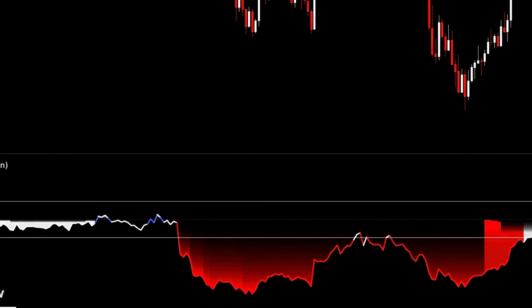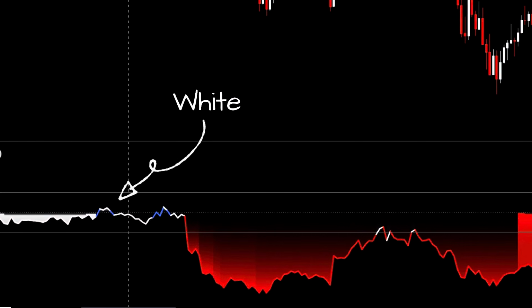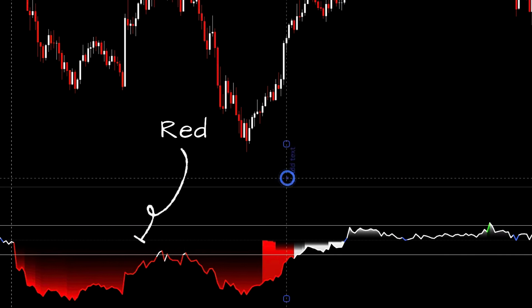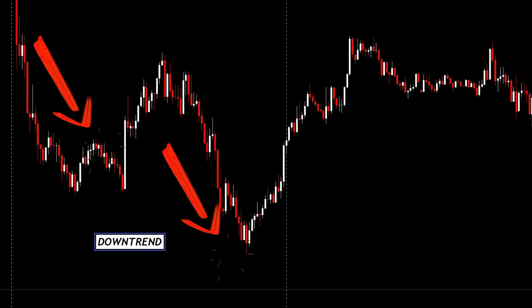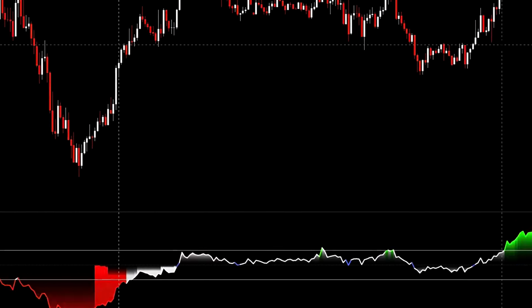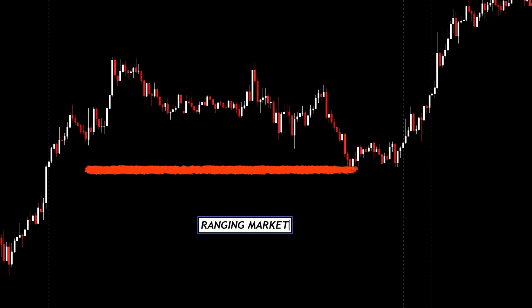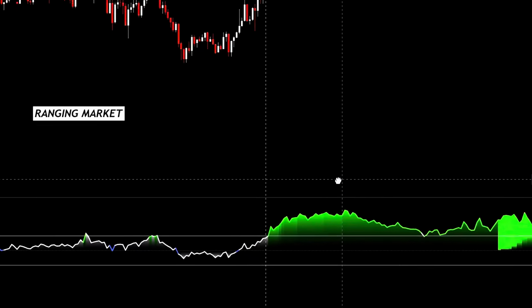Watch what this thing does. Right here, white. And the price is going absolutely nowhere. It's just sitting there, doing nothing, and then it turns red. And boom, the price drops hard, immediately. And then it goes white again, which means the market's confused. It's just stalling. And then green, and the thing rips higher.